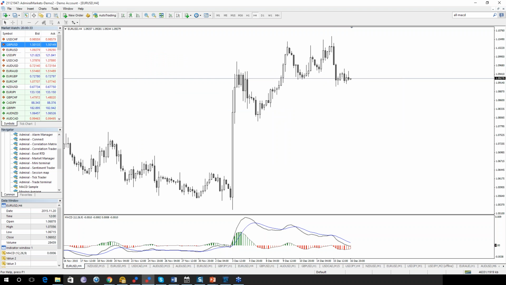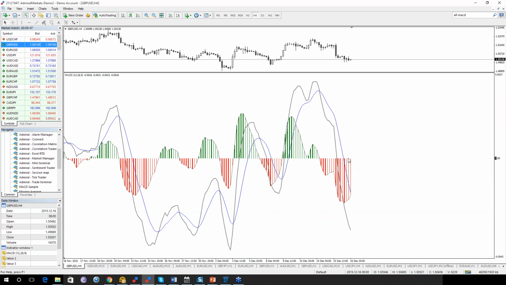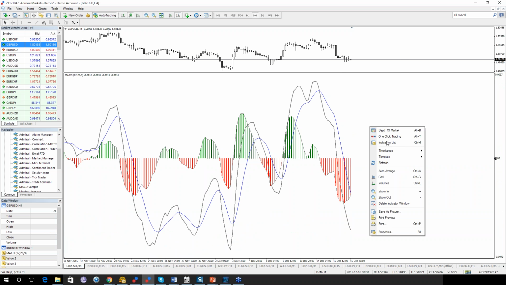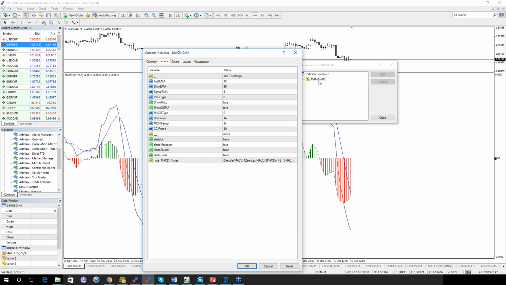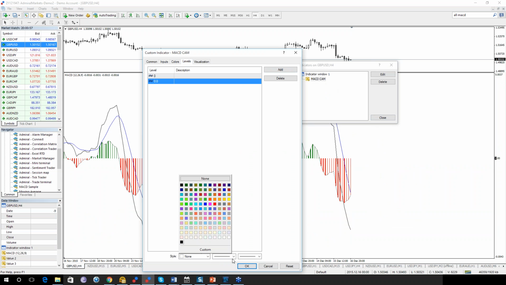So I will use the current example. So let's see. Yeah, okay, this is a good example. So in this example here, we have both trend and momentum. Look at MACD. It's below the zero line. If it's easier for you, I will add a zero level. Okay, guys.